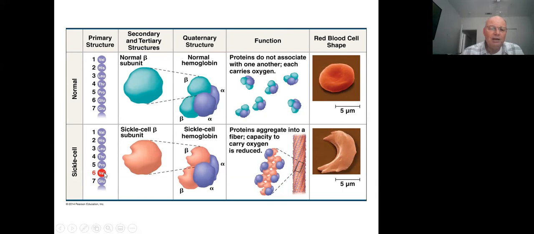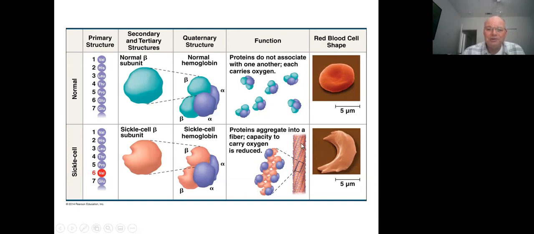That single change in amino acid changes the chemical property of this region, which changes the way the beta subunit folds. And as a consequence of that misfolding of the beta subunit, it allows the hemoglobin to come together to form large crystalline rods of hemoglobin. Rather than functioning as individual molecules, it forms these long protein chains, crystalline rod chains of hemoglobins.